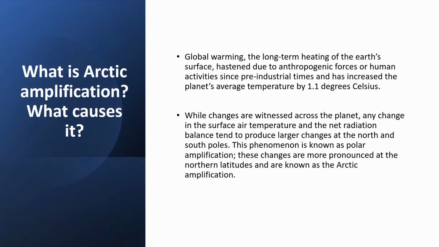So on this background, just look into what are the main reasons that are causing this warming effect. So we know what this Arctic amplification is. Global warming can increase the long-term heating of the Earth's surface. Now it is estimated that it is rising up to 1.1 degrees Celsius in temperature. So this pronounced change in air temperature and net radiation imbalance can lead to a phenomenon known as polar amplification. That means amplification in the polar region. So both the north and south pole will get amplified due to the increase in temperature.